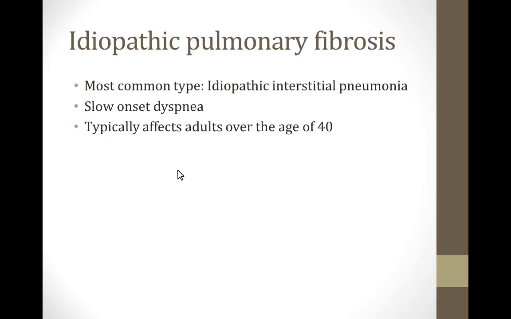So idiopathic pulmonary fibrosis is a collection of different disorders that all have a little bit different pathophysiology. The most common type is called idiopathic interstitial pneumonia, and this is a condition that gives slow onset dyspnea, usually to older adults over the age of 40. I've seen a number of patients with this in their 70s and 80s, and they present with slow onset dyspnea, and then chest x-ray or CT scan shows that honeycombing pattern, and they have pulmonary fibrosis. This is very difficult to treat. They often need to go on oxygen, and there aren't specific therapies to reverse the course of the disease.